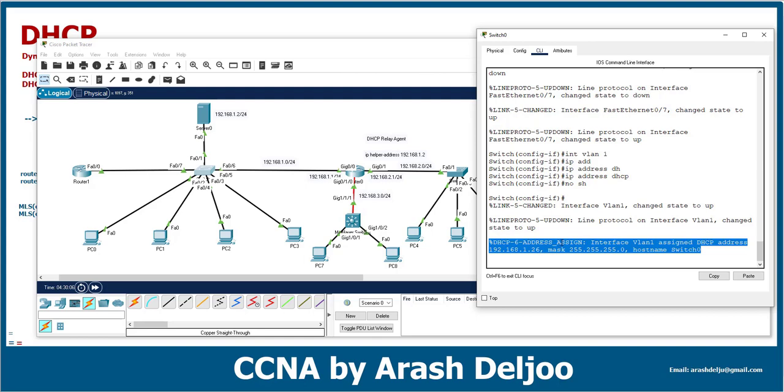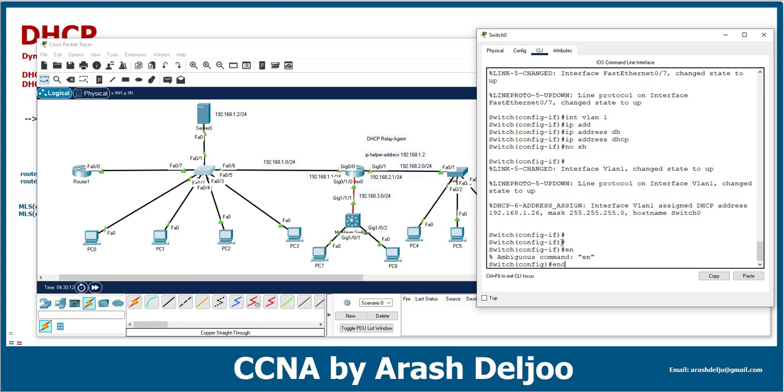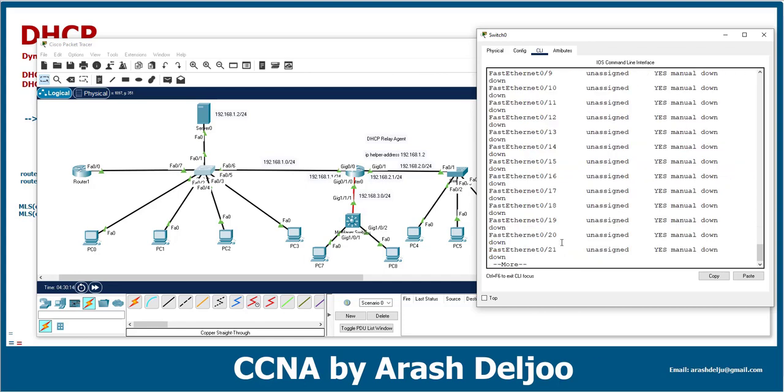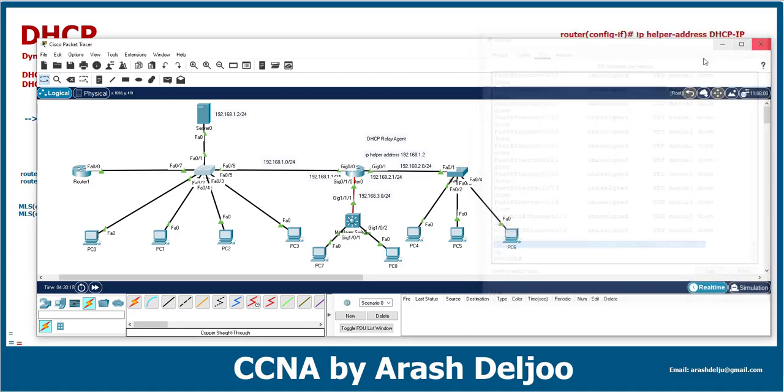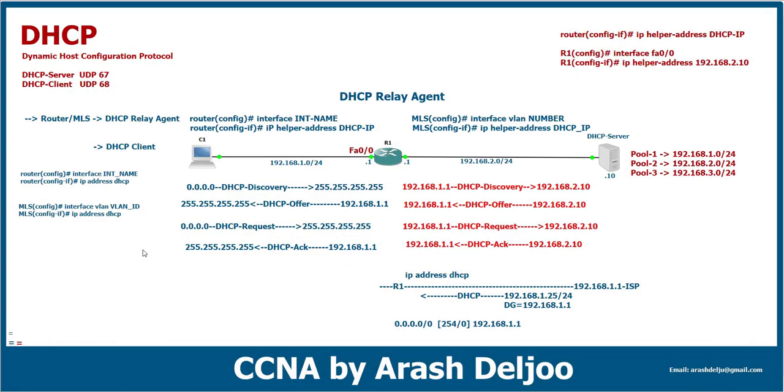As you can see now, the IP address 192.168.1.26 is assigned to the switch. Again, show ip interface brief can show us that we have an IP address for the interface VLAN 1. Very good. Until now, we have learned about the two roles that one router or one MLS can take in the DHCP process: DHCP relay agent, and also DHCP client.